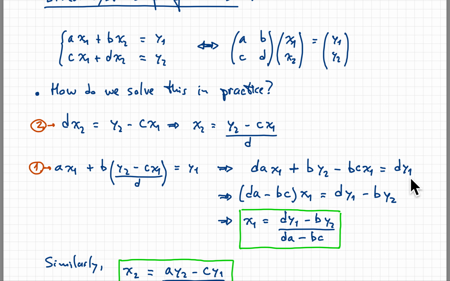And from here, what we're going to do next is group all the terms that depend on x1. That's what I've done down here: da minus bc multiplied by x1. That's the first term and the third term. And then the second term, I'm going to put it on the other side of the equation. And so I get dy1 minus by2.